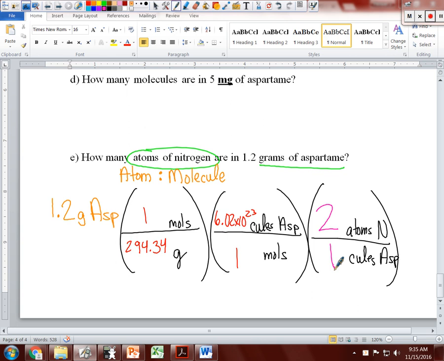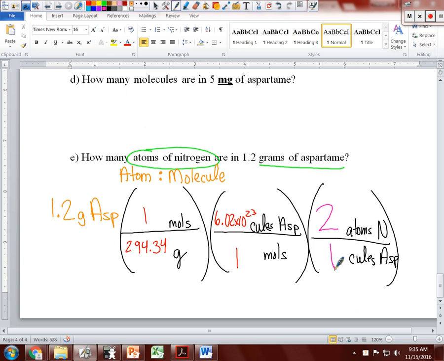If I have a basket of fruit and I've got 1 apple and 2 or 3 oranges, if I want to know how many oranges make up the whole basket, it's 3 oranges for every 1 basket. So for every 1 aspartame, you get 2 nitrogens. Do you see why I call this an atom to molecule ratio? Okay. So now we just got to do the math.